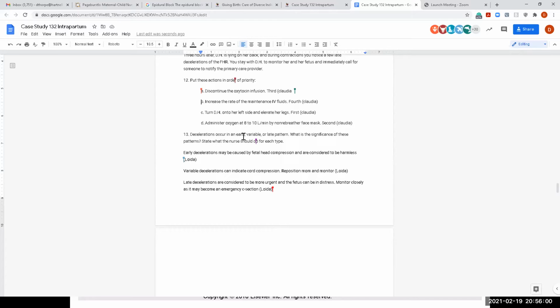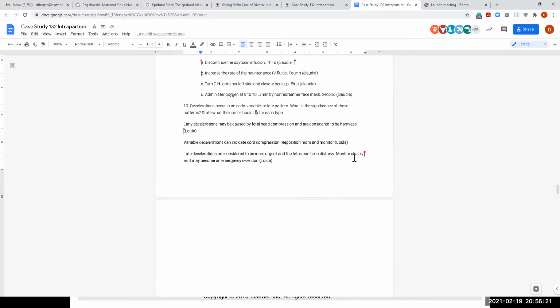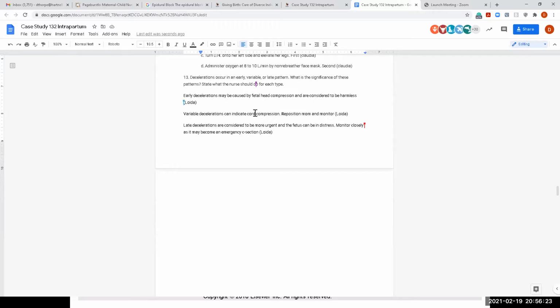So the decelerations occur in an early, variable, or late pattern. What is the significance of these patterns? State what the nurse should do for each type. So Loida said early decels may be caused by head compression and are considered to be harmless. Okay, good. Variable decels can indicate cord compression. You can reposition her and keep monitoring her. Turn up her IV. If they get really severe, you might want to have her on oxygen.